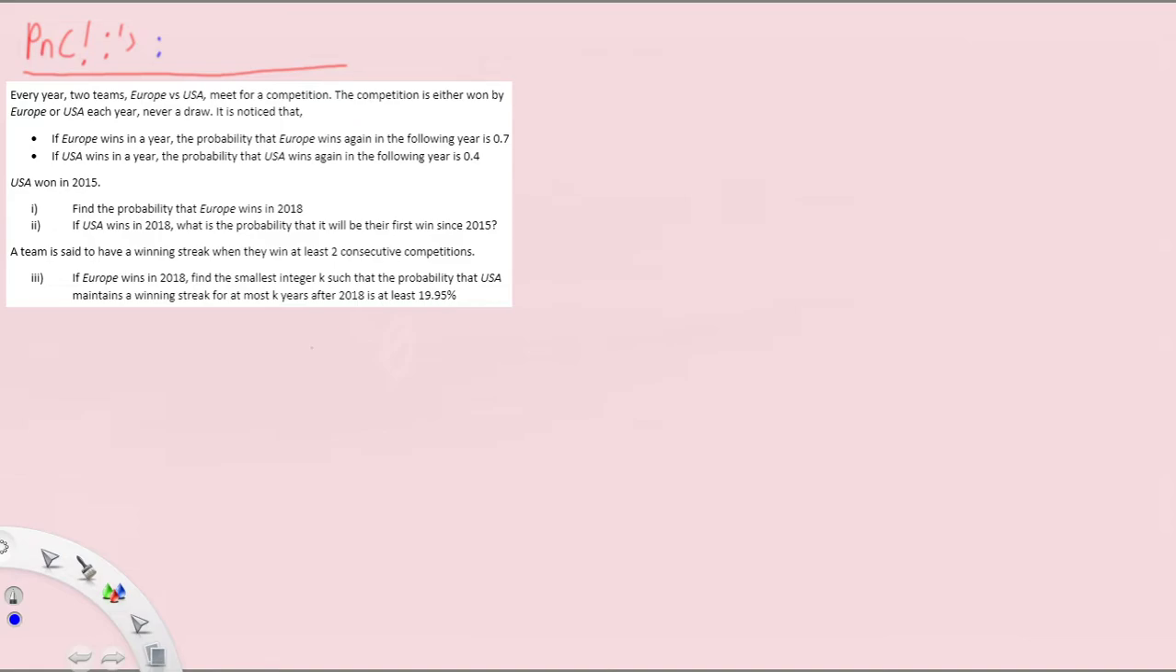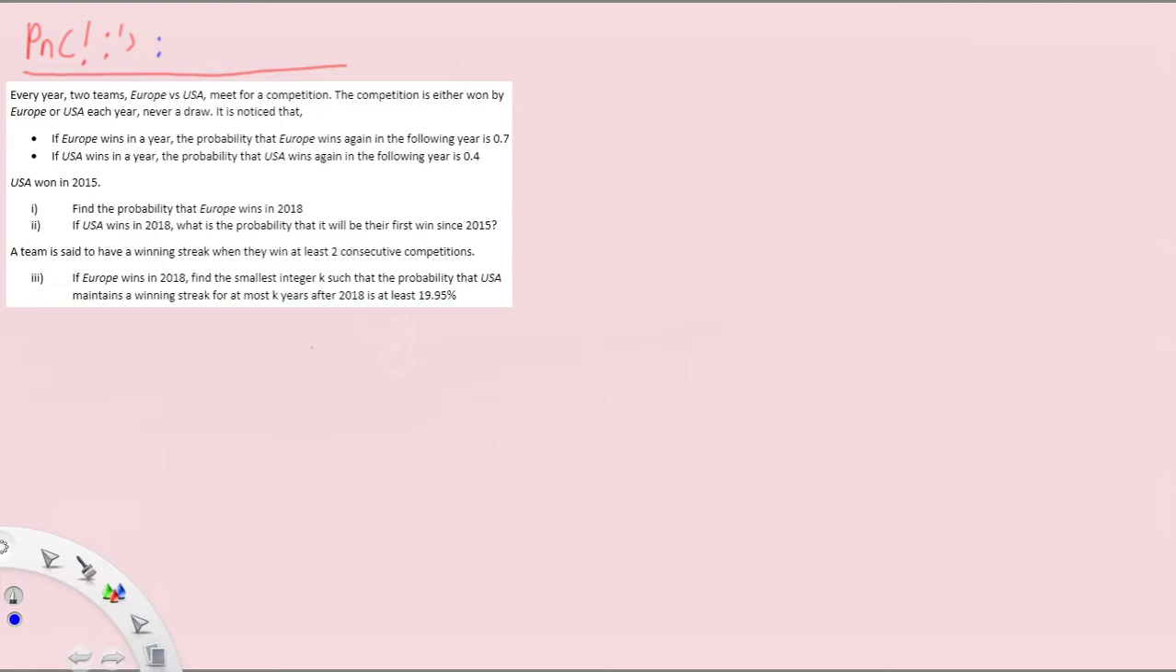a certain technique that you may not expect to use. Every year, two teams, Europe and USA, meet for a competition. This competition is either won by Europe or USA each year and never a draw. If Europe wins in a year, the probability that Europe wins again in the following year is 0.7. If USA wins in a year, the probability that USA wins again in the following year is 0.4.